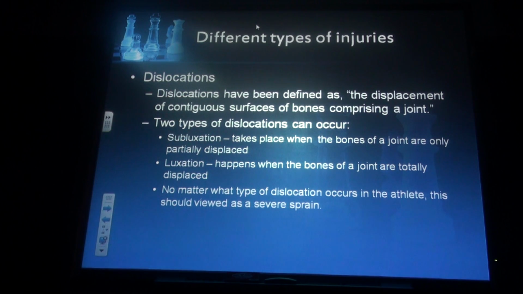No matter what type of dislocation occurs in the athlete, this should be viewed as a severe sprain. No matter what type. So it still is going to sprain the joint severely.